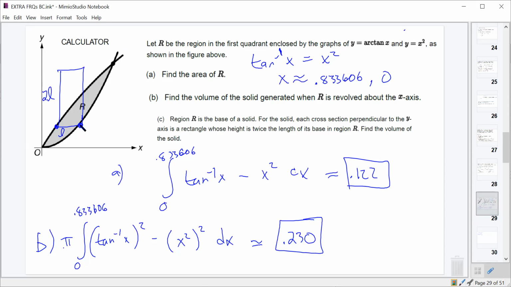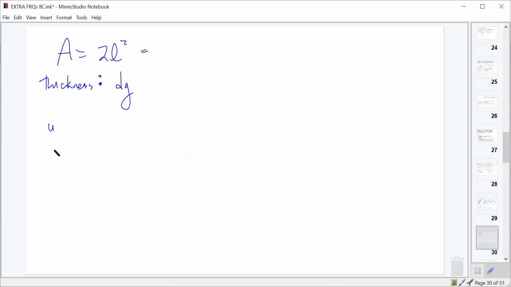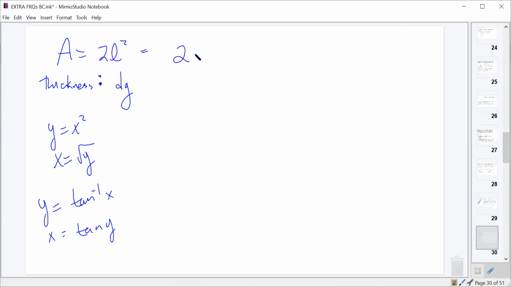It's the x coordinate from x squared, and then it's the x coordinate from here. And so we need to figure out what each of those x coordinates is. Well, if y equals x squared, then x equals square root y. And if y equals inverse tangent of x, then x equals the tangent of y. And so our area ought to be 2 times our furthest right one, which was root y, minus our furthest left one, which was tangent y, squared.